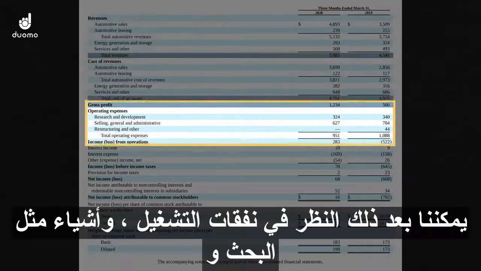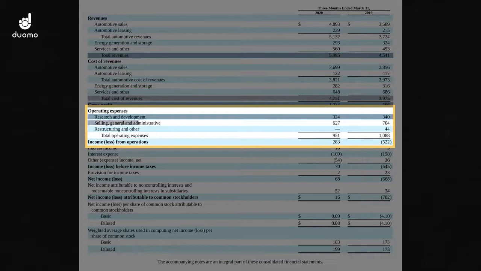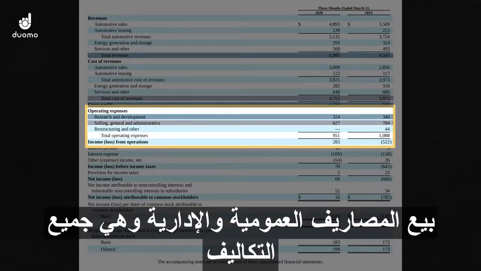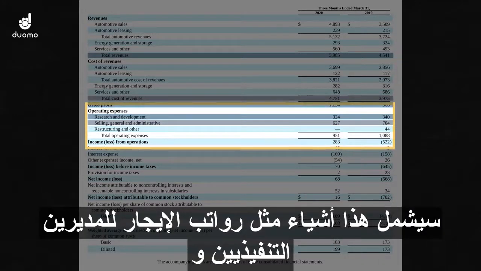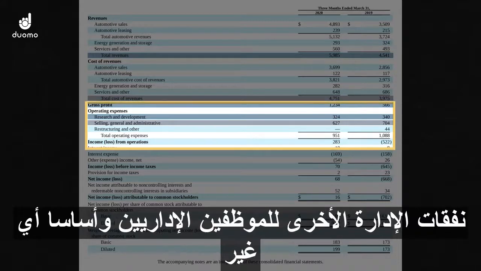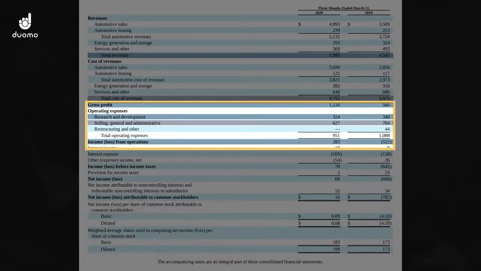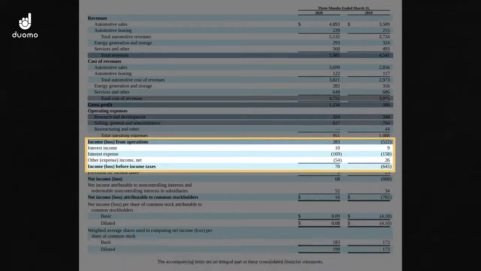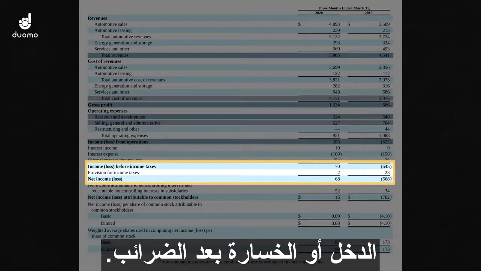We can then look at operating expenses, things like research and development for creating new products, selling, general and administrative expenses, which are all the costs not directly involved in production of a product or service, but needed for the day-to-day business operations. This will include things such as rent, salaries for executives and other management expenses, admin staff, and basically any non-salespeople. So ultimately, we end up with our income or loss from operations. We can then look at any interest paid or received to find our income or loss before taxes, and then finally, the income or loss after taxes.